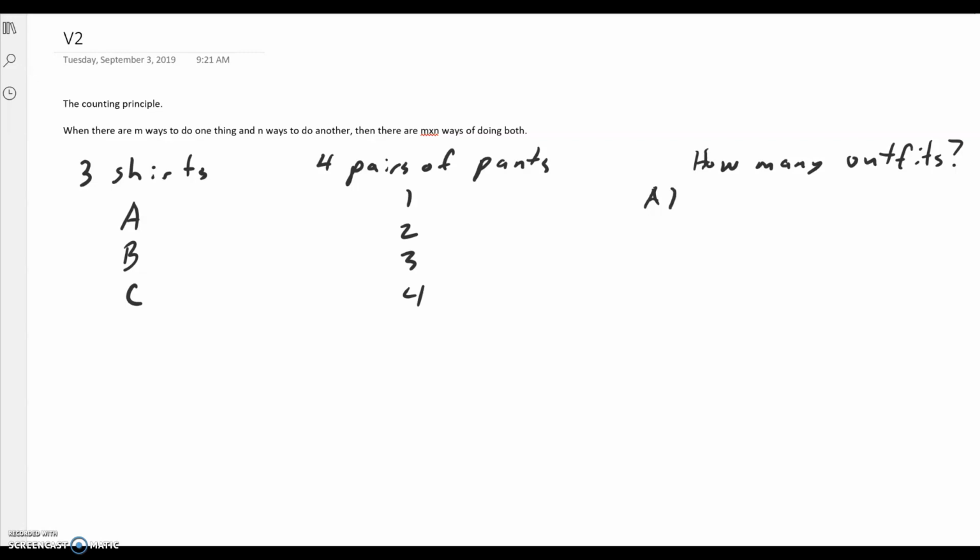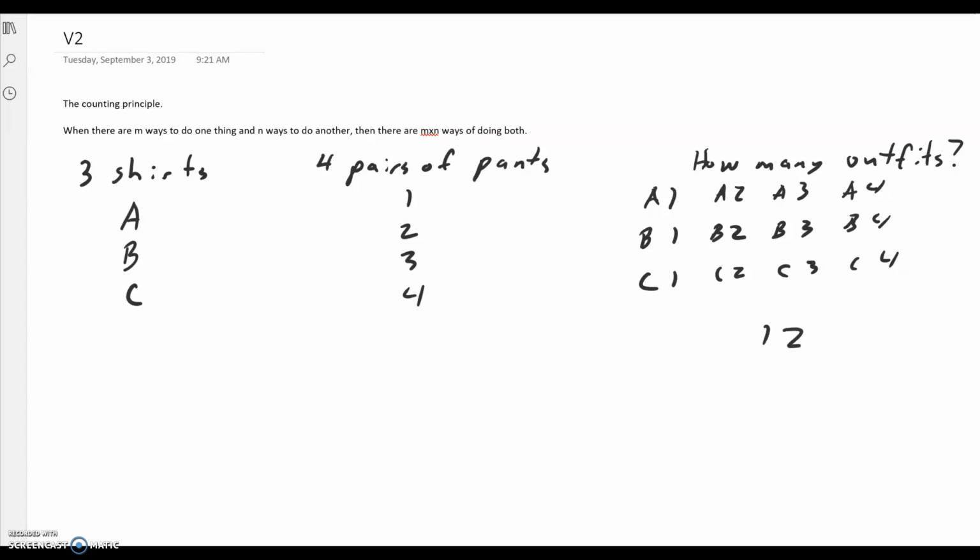Then I could wear the first pair of pants, or the second pair of pants, or the third, or the fourth. Similarly, if I use B as my shirt, then I could have the first pair of pants, second, third, fourth, and lastly, if C is the shirt, I can have that shirt paired with the different pairs of pants. And so it looks like I have 12 possible outfits.